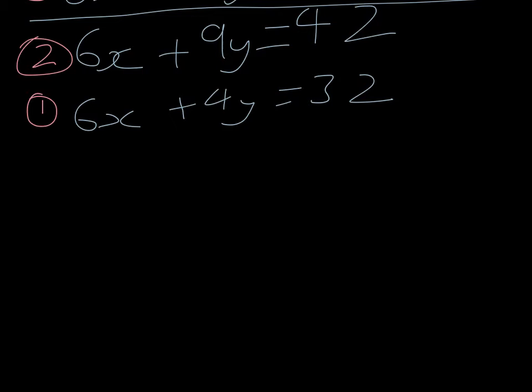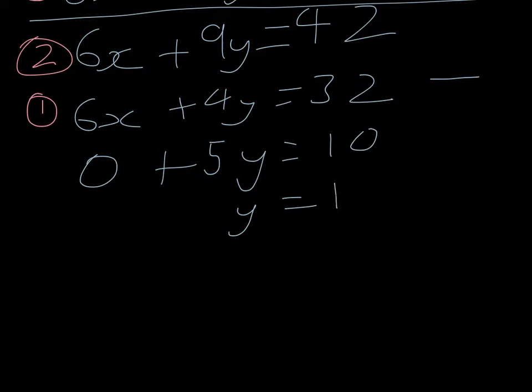6x take away, because remember the signs are the same. If the signs are the same, I do a take away. If the signs are different, I do an add. 6x take away 6x is equal to 0. 9y take away 4y is equal to 5y. 42 take away 32 is equal to 10. y is equal to 10 divided by 5. y equals 2. That's an answer, so you should know that I underline it.